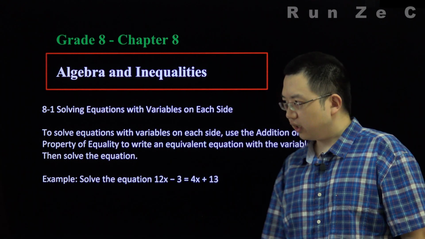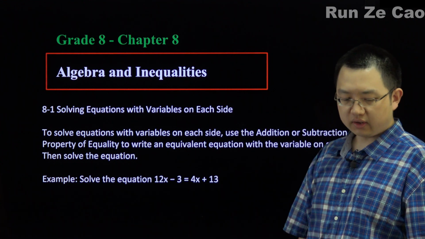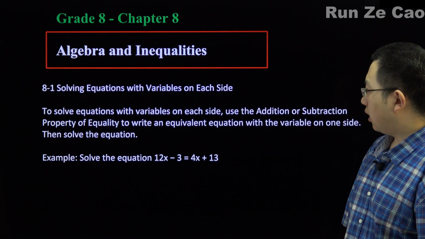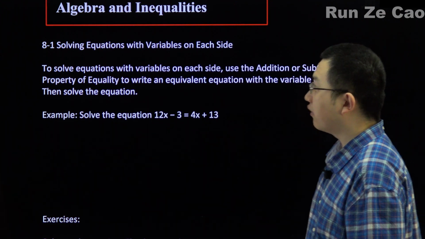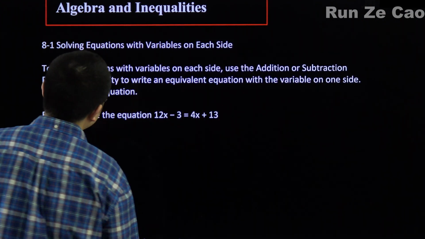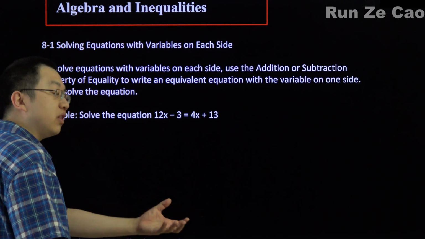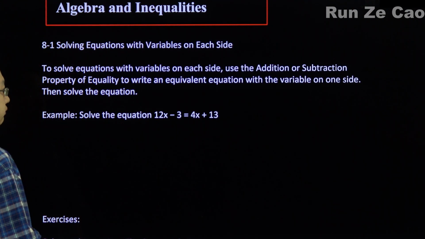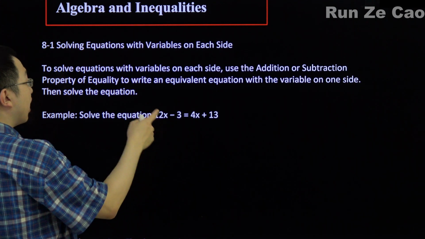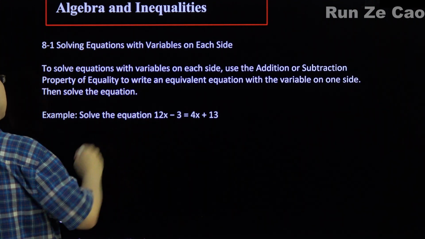What happens if we have variables on both sides of an equation? Well, we use the addition or subtraction property of equality. In other words, we rearrange it so that we end up with the variables on one side and the constants on the other side. And then we solve. Or you end up with the specific variable you want on one side.